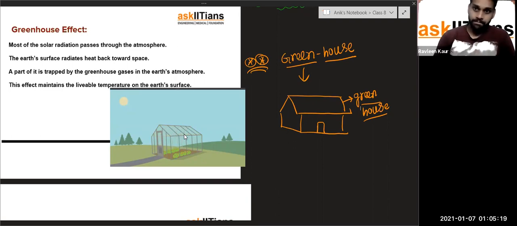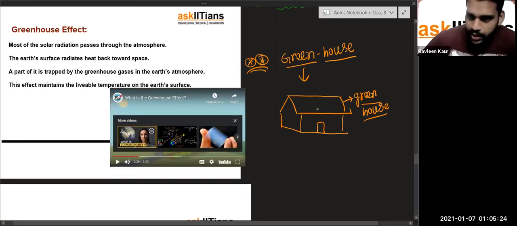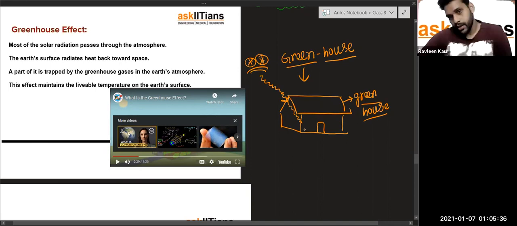So this is a very important thing. What is a greenhouse actually doing? When sunlight is falling into the greenhouse, it is going straight through it, falling onto the plants. But it is not being able to go out of it. After getting reflected, the light is not being able to go out of this house.